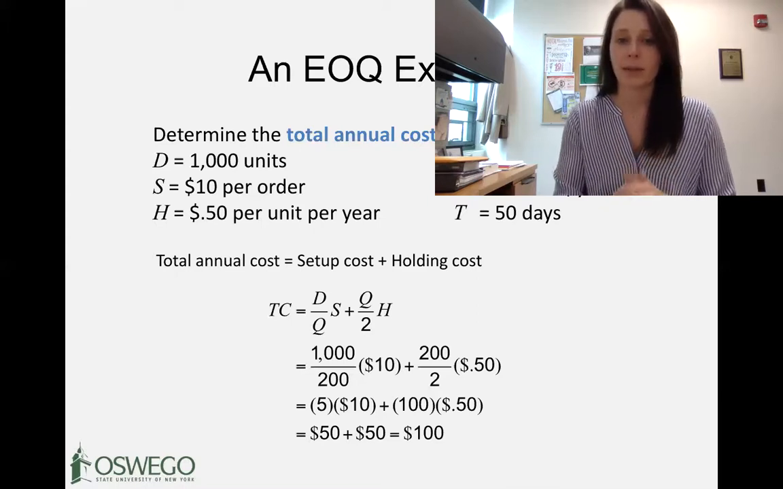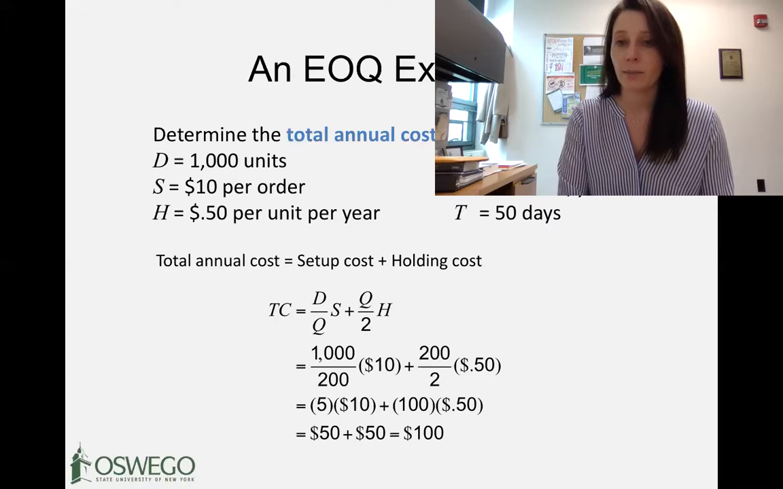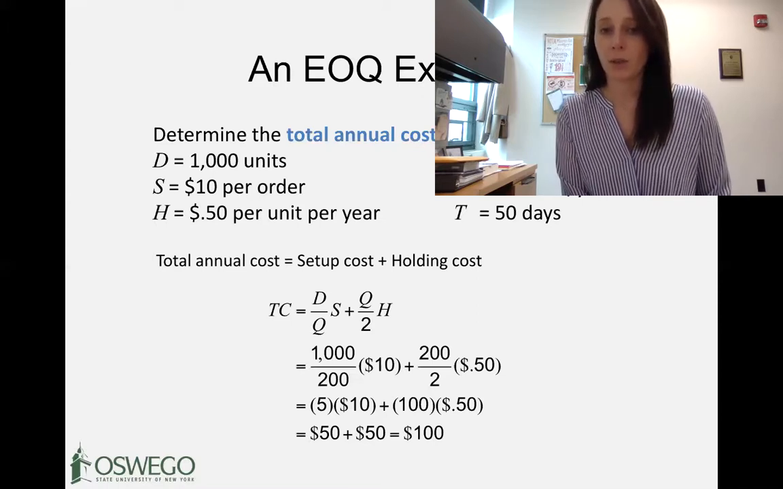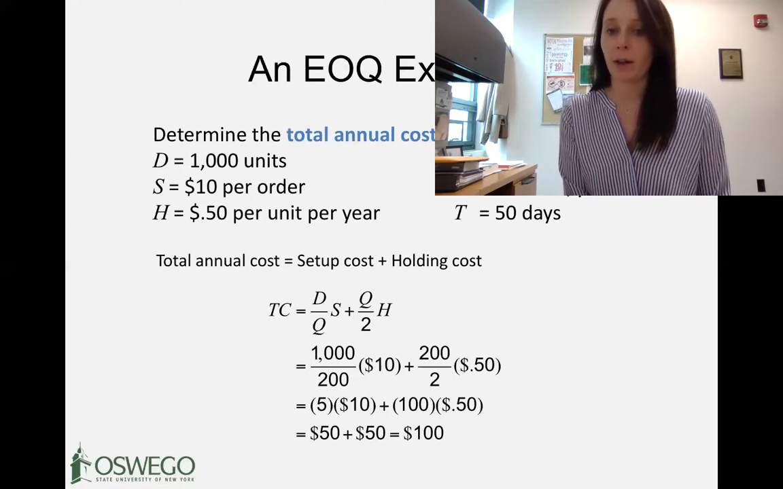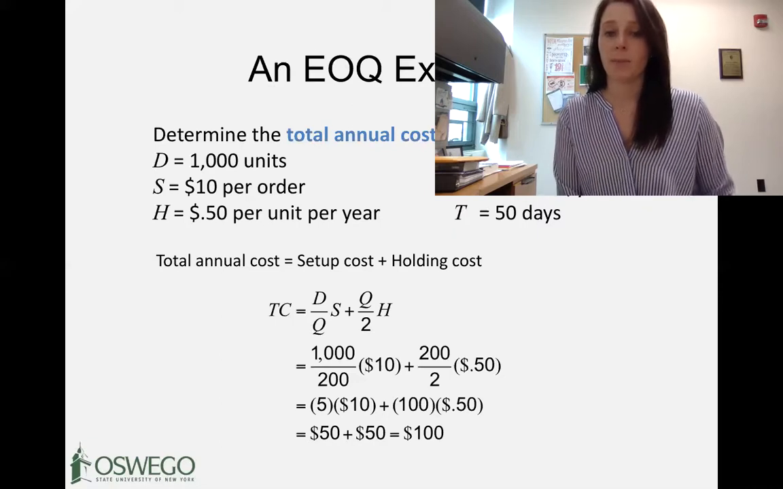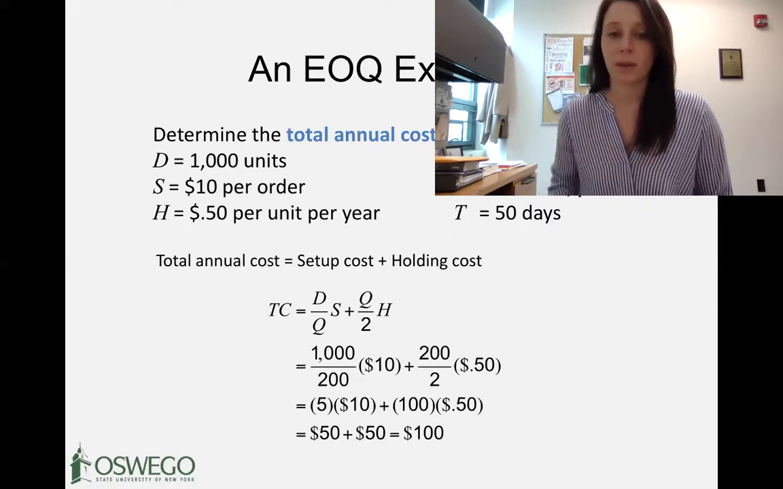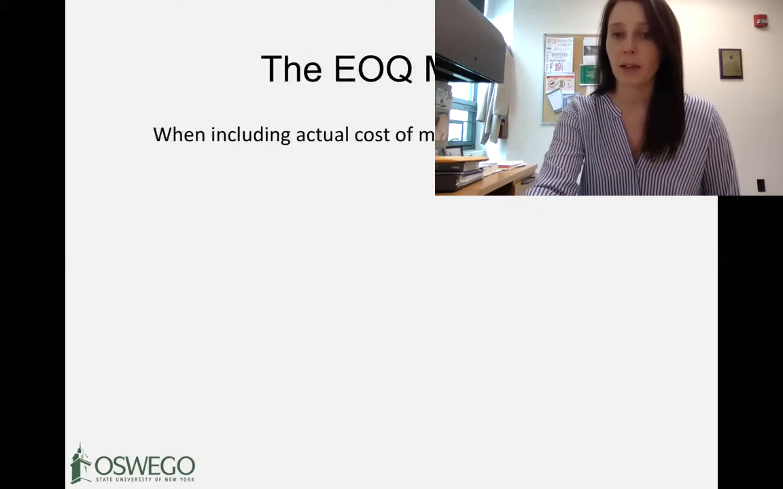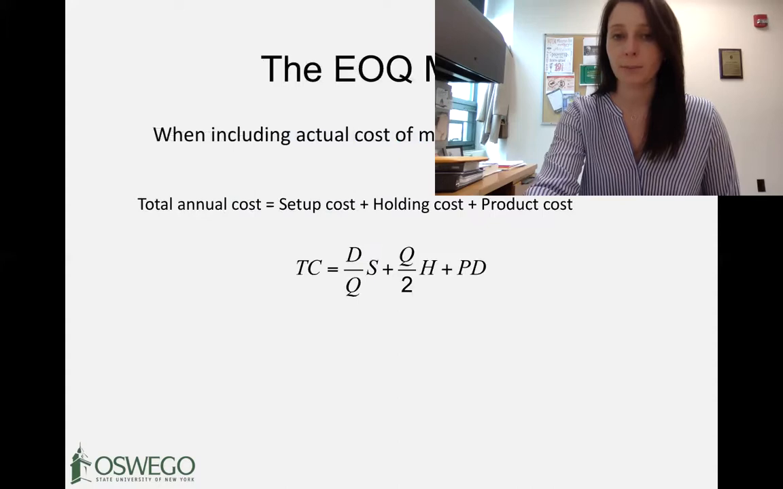So in this case, we can solve for our total cost. It's going to be our annual demand, which is 1,000, divided by Q star, which is 200, all multiplied by our setup cost, which is $10 per order, plus our Q star, which is again 200, divided by 2, all multiplied by our holding cost of 50 cents per unit per year. Then we can solve all the values, and we would get our total cost for this model would be $100 for this inventory management model.